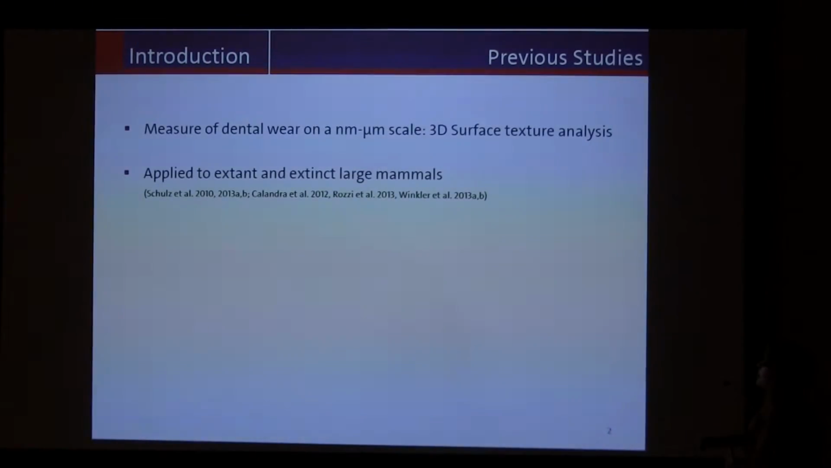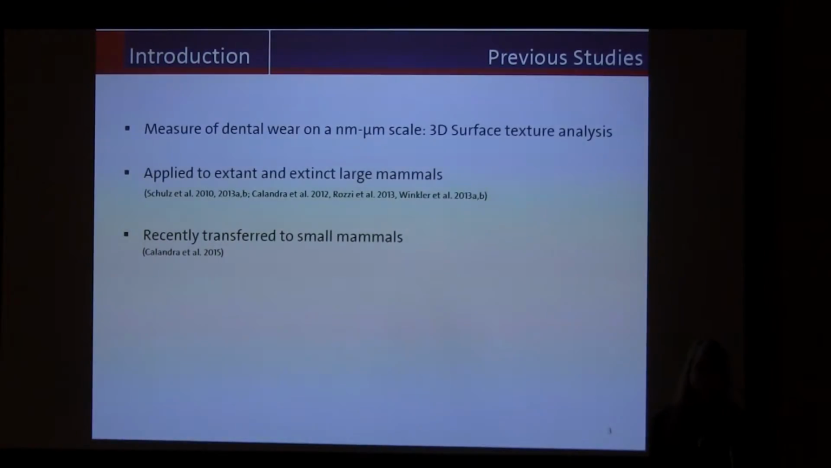So, I'm using 3D surface texture analysis as a method to quantitatively evaluate dental wear. If you're not familiar with the method, you can think of it as a sort of 3D microwear. But in contrast to microwear, it does not only take into account the pits and scratches on the surface, but the whole surface you're looking at, and it quantifies the profile, so the roughness of the surface, on a nanometer to micrometer scale. So far, it has mainly been applied to extant and extinct large mammals, but recently it has finally also been transferred to small mammals, and this is where I want to follow up with this study.